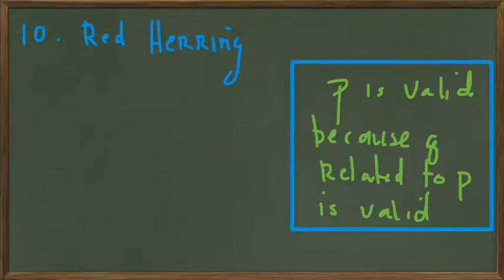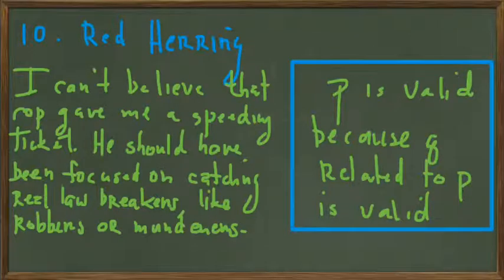So the red herring argument is a metaphor for drawing someone off track with an argument. It's essentially saying P is valid because Q, which is related to P in some way, maybe only loosely, is valid. The metaphor is that the scent of the herring would draw dogs looking for something off the track because they go for the scent of the herring. So an example of a red herring argument would go something like this.